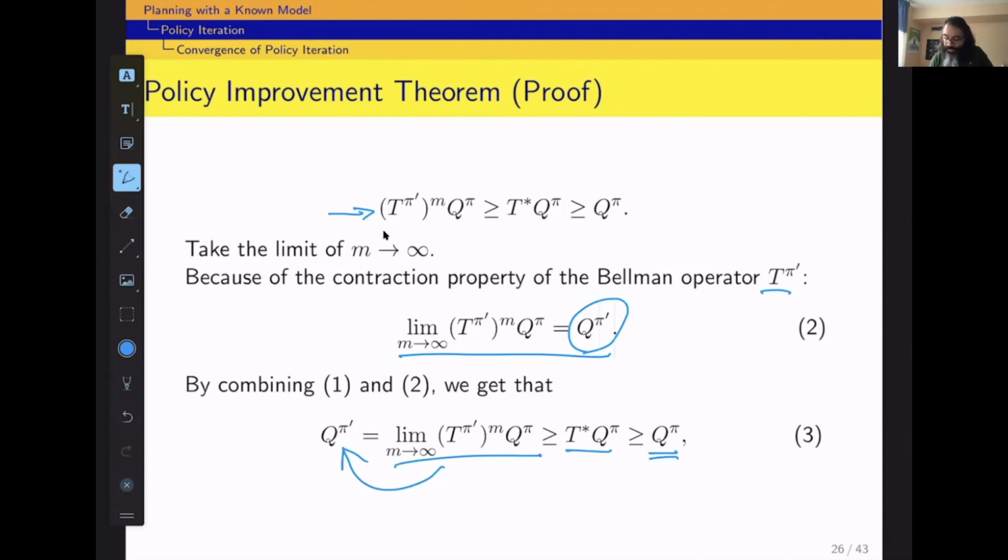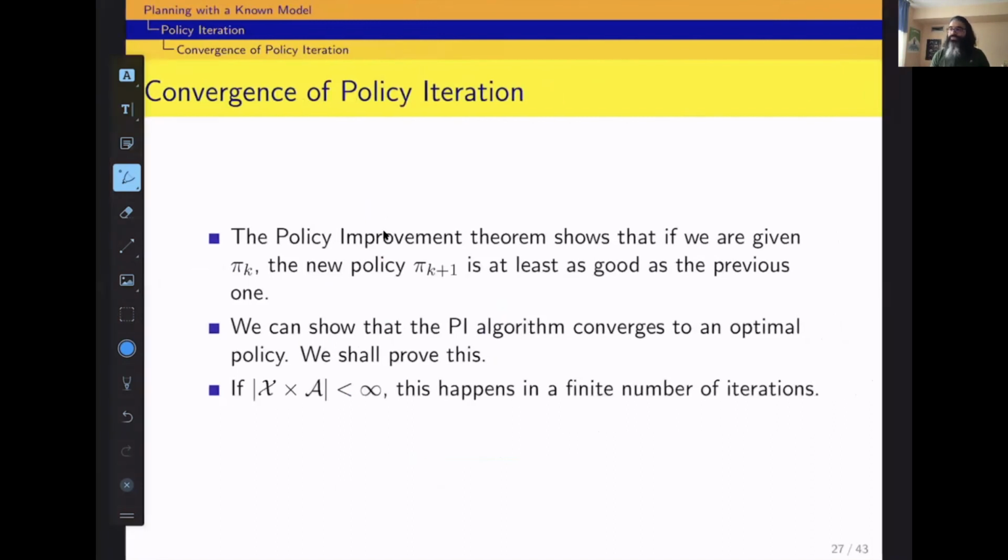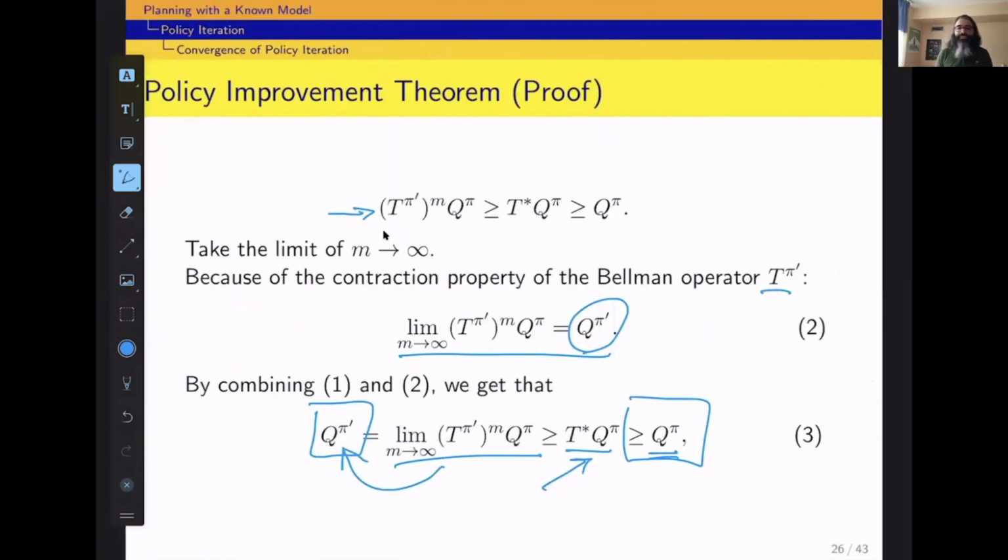And actually what we wanted to claim in the theorem is that Q pi prime is just greater than or equal to Q pi. I guess we use this in some other statements, so that's why I'm having it here. So that's the proof. Any questions? Here, in this proof, we use both the monotonicity of the Bellman operator and the contraction property.